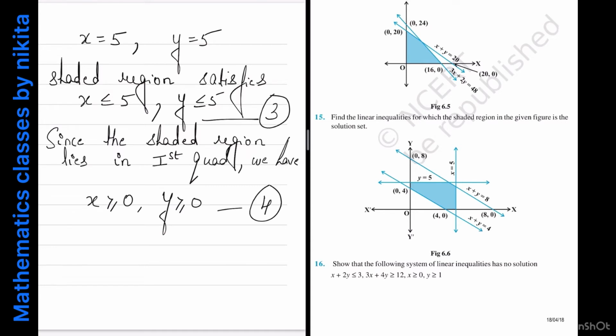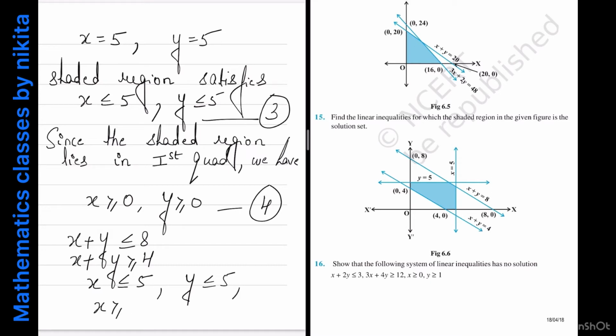So if I write the set of inequalities, we have x plus y less than or equal to 8, then you have x plus y greater or equal to 4, then you have x less than or equal to 5, y less than or equal to 5 and x greater or equal to 0 and y greater or equal to 0. तो आपका जो शेडेड रीजन है वो इस सेट ऑफ इनइक्वालिटीज़ का सोल्यूशन है. ओके, आई होप यू गॉट द सोल्यूशन.